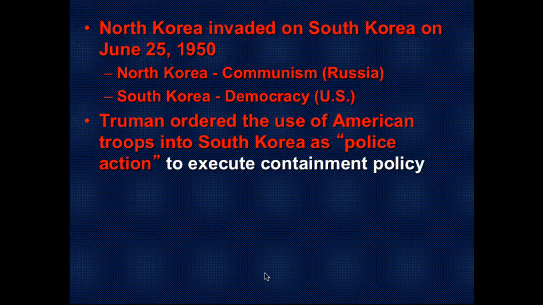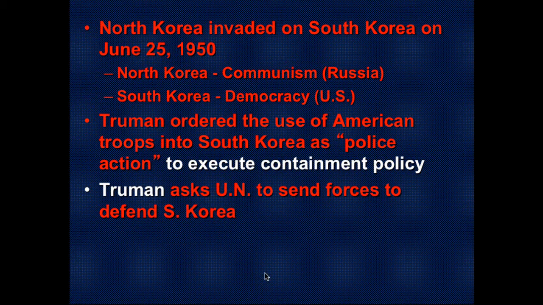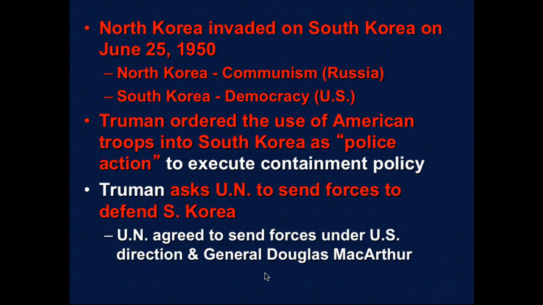The goal was to contain communism. Communism was attempting to spread into a democratic society in South Korea. The United States had put together the policy of containment. So Truman asks the United Nations to send forces, in which they agreed under the direction of the United States and General MacArthur. And as I said, 20 nations sent troops.